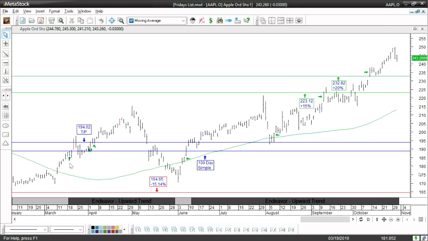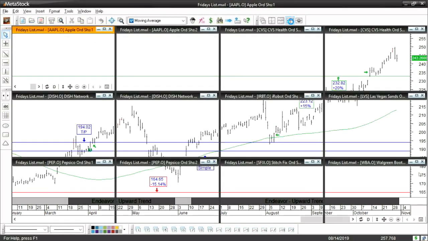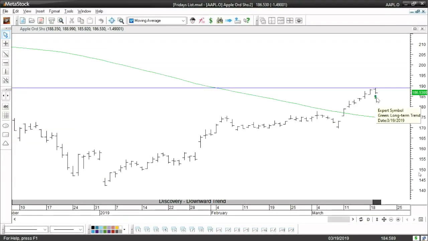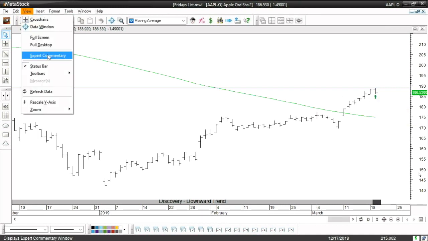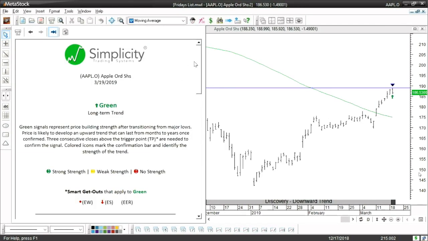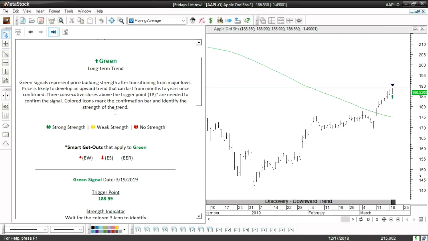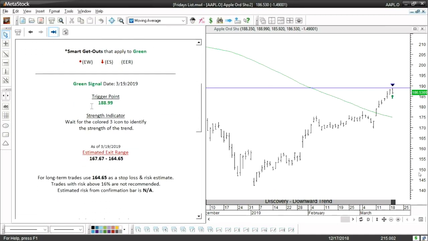We need confirmation, but it's time to take a look at it and see if the stock can possibly become a long-term trade. Now, so I don't have to backdate the chart here, I'm just going to bring up back when we got the arrow, it was right here. Green long-term. And when we go up to our commentary, which Metastock is excellent with, the commentaries tell us our description about green and what could possibly happen. And then it gives us a trigger point.